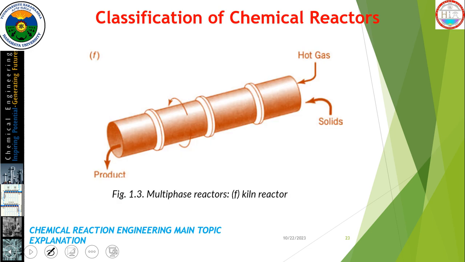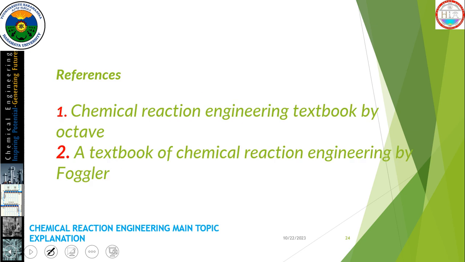So this is a multi-phase reactor, called a kiln reactor. Most of the time those kiln reactors exist in process industries, such as the cement industry, because there are solids. The solids directly react with hot gases in order to produce the desirable product. Such a type of reactor is known as a kiln reactor.